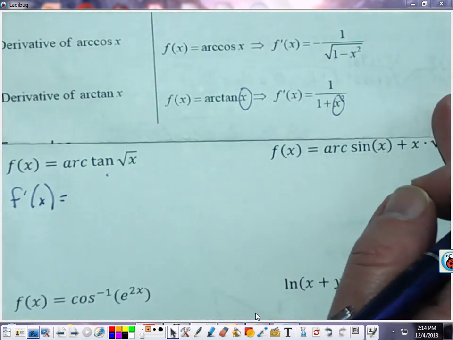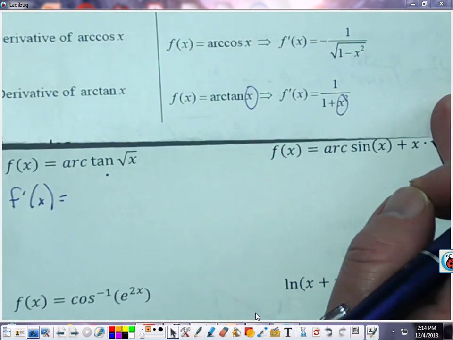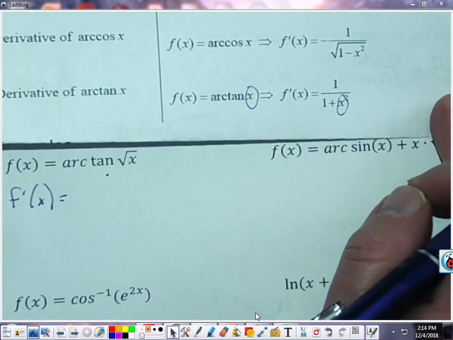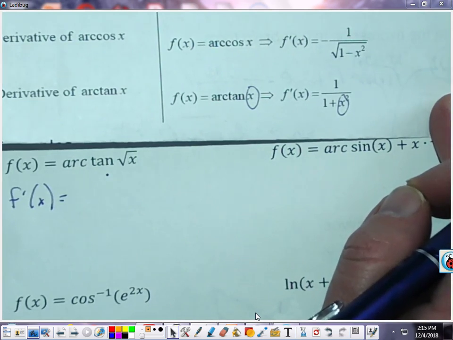Wait, I have a question. X to the 1/2? Doesn't matter. Well, I say that. That's not true. I'm going to have to write it as x to the 1/2 to do times the derivative of the inside function. So you can do it now or later. He's thinking ahead of me. He's faster than me today.